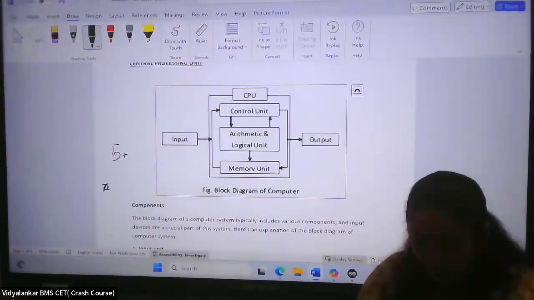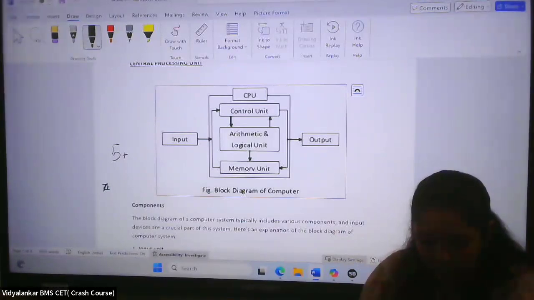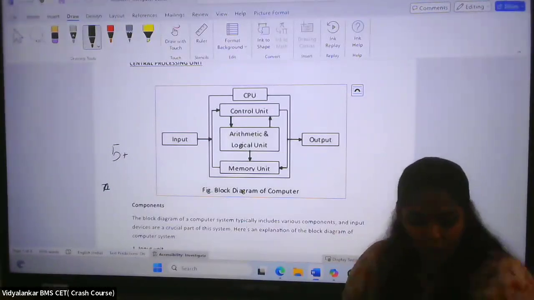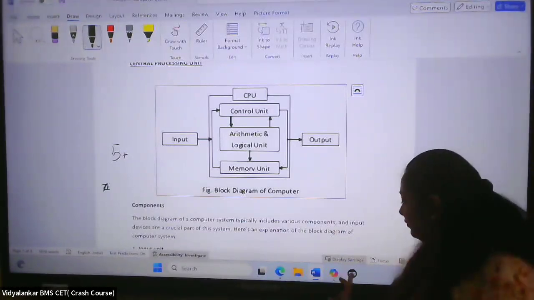Okay. In the context of digital computer, which of the following pairs of digits is referred to as binary code? What is it? 0 and 1. Very good. Option 2. Which unit of the computer is considered as the brain of the computer?